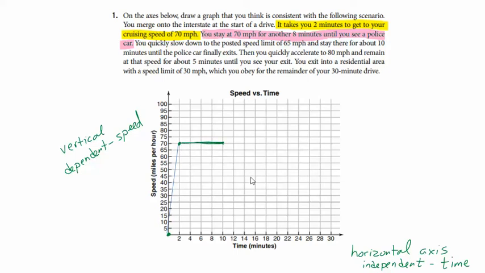All right, now we go to the next piece of information. Let me get rid of these guys here. Okay, so next piece of information. You quickly slow down to the posted speed limit of 65 and stay there for about 10 minutes until the police car finally exits. So here at 10 minutes, I'm going to quickly slow down to 65. It doesn't really tell me how quickly, so I'll just do it pretty fast. Let's say, just like coming straight down to 65 like that as fast as I can. And I'm going to stay there for about 10 minutes.